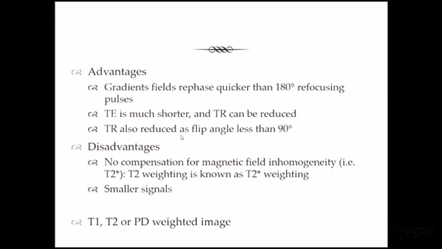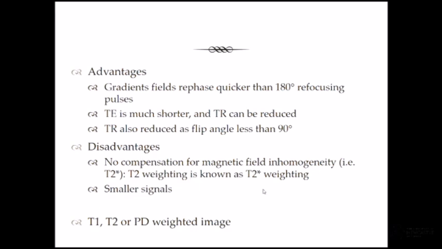So advantages, gradient fields rephase quicker than the 180 degree pulse, which means we can go faster. We can have a shorter TE and a shorter TR, so that again just goes back to this idea that we can do it faster. Okay, we can image faster, we can have a slightly different contrast mechanism.